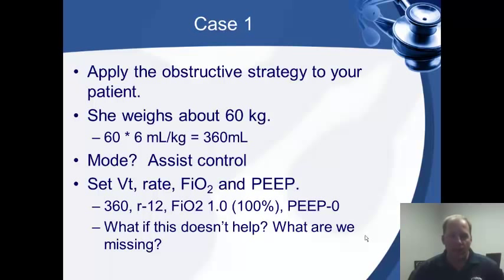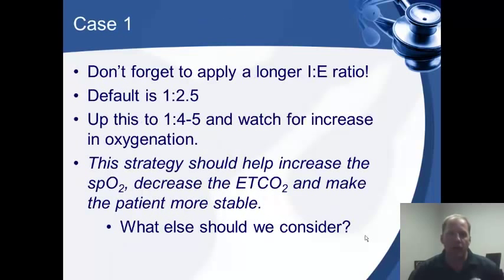Are we missing anything? You probably noticed that we're missing an IE ratio, and I've talked a lot about that. So let's go ahead and change that setting. We want to highlight the IE ratio by pushing the button out next towards the breaths per minute. You're going to push it about 4 times, and it'll highlight IE ratio. Turn that knob until it changes 1:4 or 1:5, and then hit OK. Then we're going to watch this work a little bit and see how we're doing.